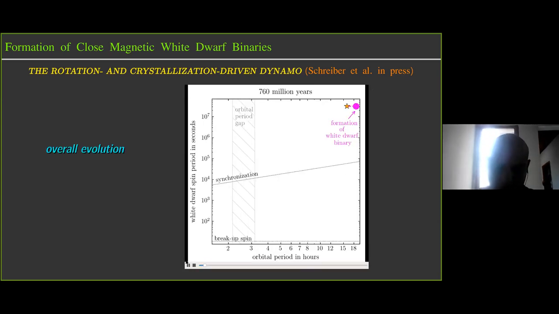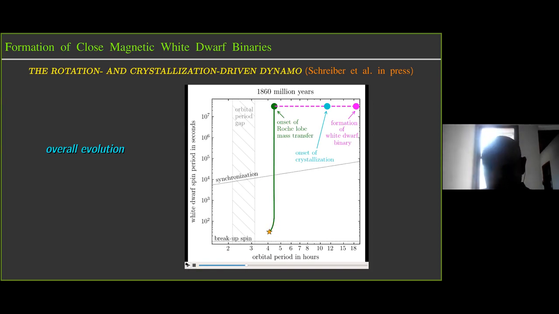What I'm going to show is the evolution of a close binary in this plane, orbital period against the spin period. After this non-magnetic close binary is formed, because of angular momentum loss, it shrinks. During the process, the white dwarf eventually starts to crystallize, and they have a slowly rotating white dwarf. At some point, we have the onset of mass transfer. Then the white dwarf is quickly spun up and keeps decreasing the spin period until it is sufficiently short, and then the magnetic field is generated.